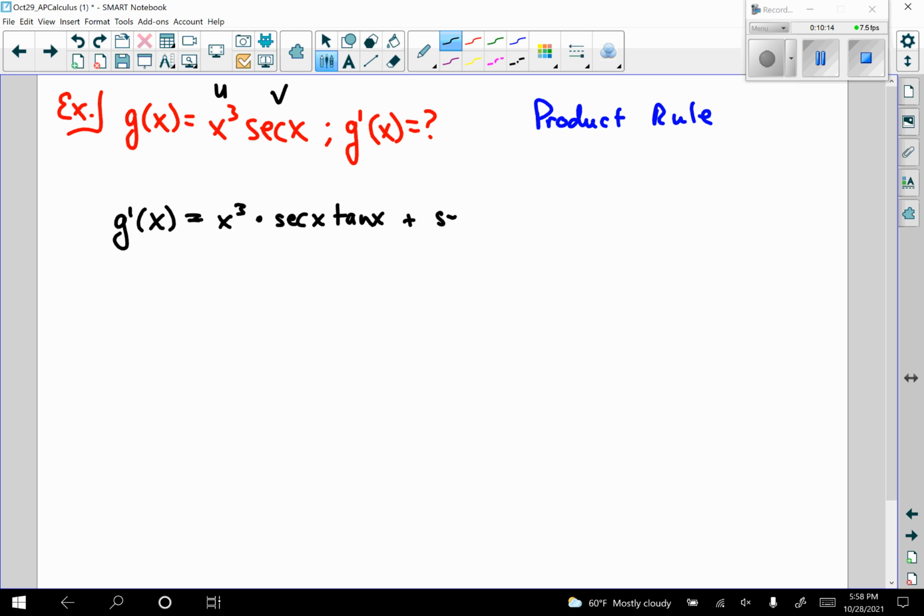Plus v, which is secant x, times u prime, which is 3x squared. Now technically, this is really it. We could just make it look a little bit nicer. First part's just going to stay the same.